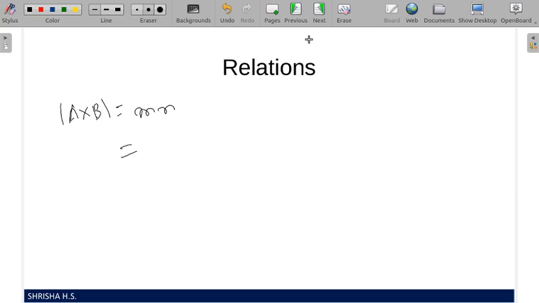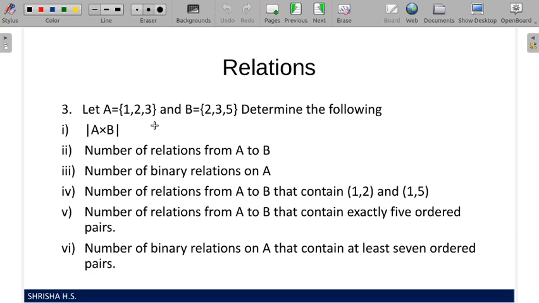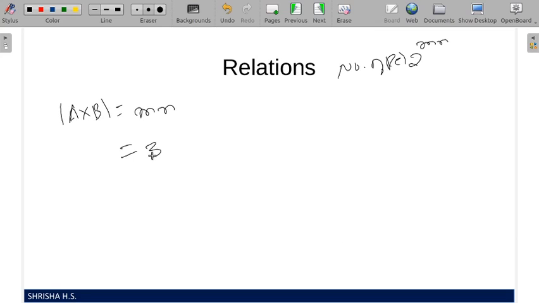For the number of relations possible, we take the power set of this mn. But here we are taking only how many elements are there in the Cartesian product of A and B. So m into n. If you observe, A contains 1, 2, 3, which is 3 elements, and B contains 2, 3, 5, which is 3 elements. So 3 multiplied by 3 equals 9. This will be the answer for our first question.